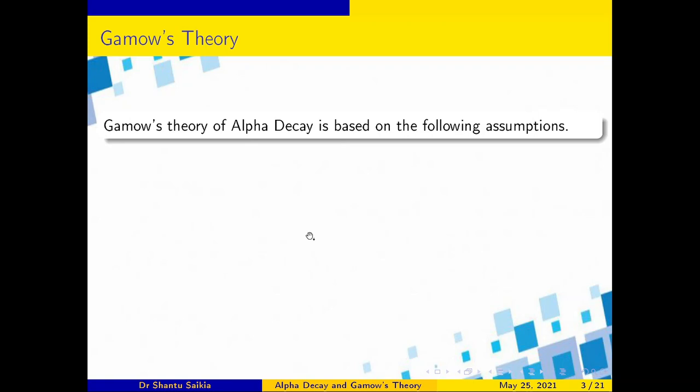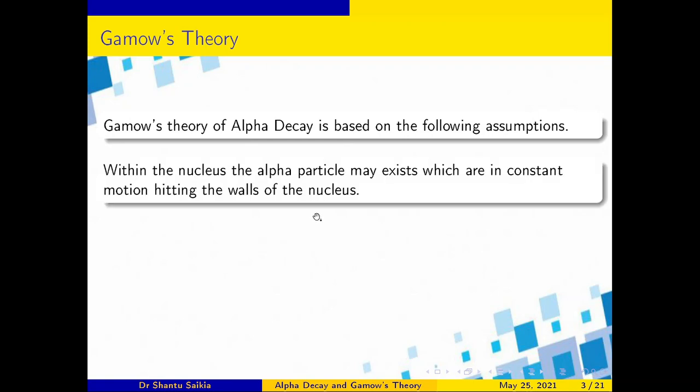So this is a theory. The Geiger-Nuttall law is from experimental observations. Gamow's theory is based on the following assumptions. Within the nucleus, the alpha particle may exist, in constant motion, hitting the walls of the nucleus. We do not exactly know what happens inside the nucleus. An alpha particle is 2 protons and 2 neutrons which come out together from the nucleus.